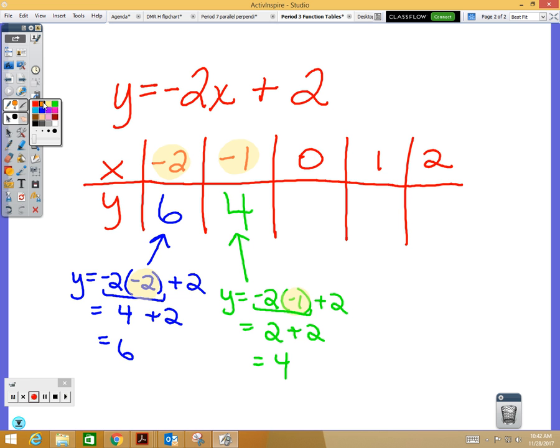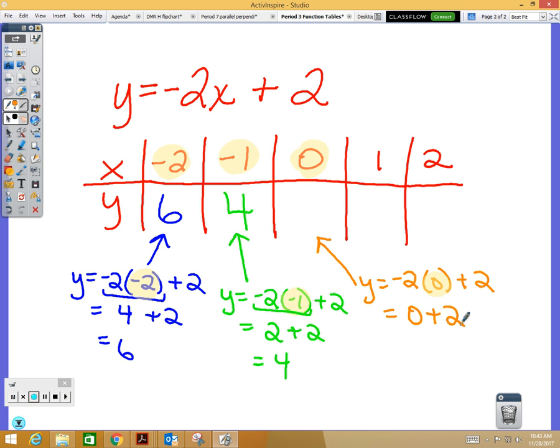Let's do it if x is 0. So y equals negative 2 times 0 plus 2. It's usually the easiest one when you have 0. Okay, so again, my only difference there is that you have a 0. Negative 2 times 0 is 0, and 0 plus 2 is 2.